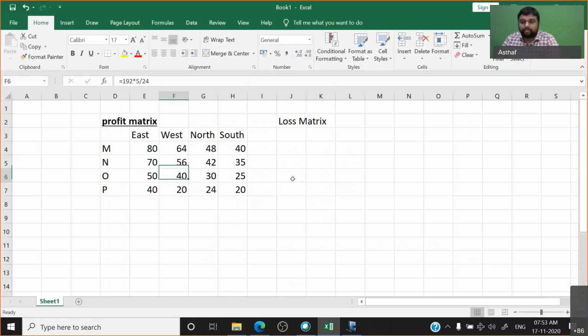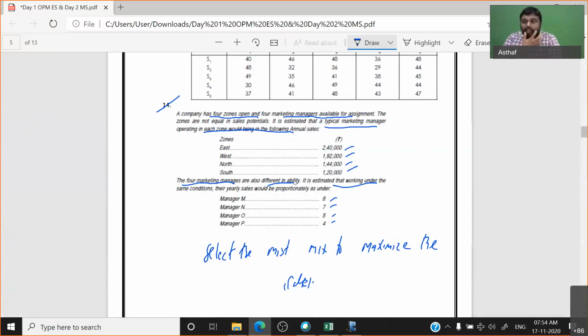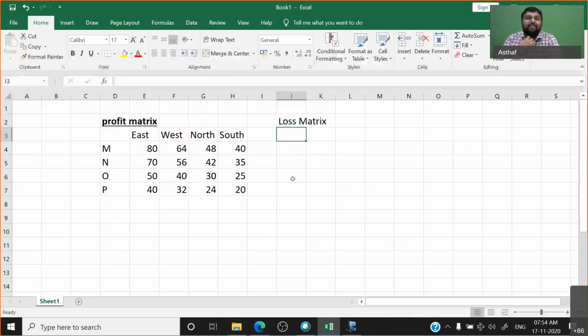Any correction here? Please tell me any correction. Are these numbers correct? So, loss matrix. Thank you, my dears. Thank you. So, loss matrix we have to find.